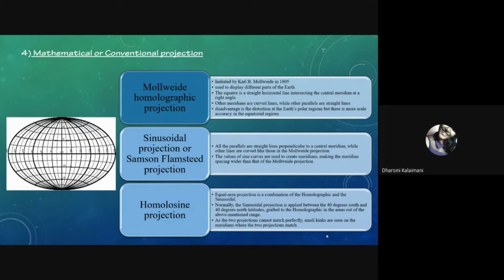Equal area projection is a combination of the homolographic and the sinusoidal. Normally, the sinusoidal projection is applied between 40 degrees south and 40 degrees north latitudes, grafted to the homolographic in the areas outside of the above mentioned region. As the two projections cannot match perfectly, small kinks are seen on the meridians where the two projections meet.